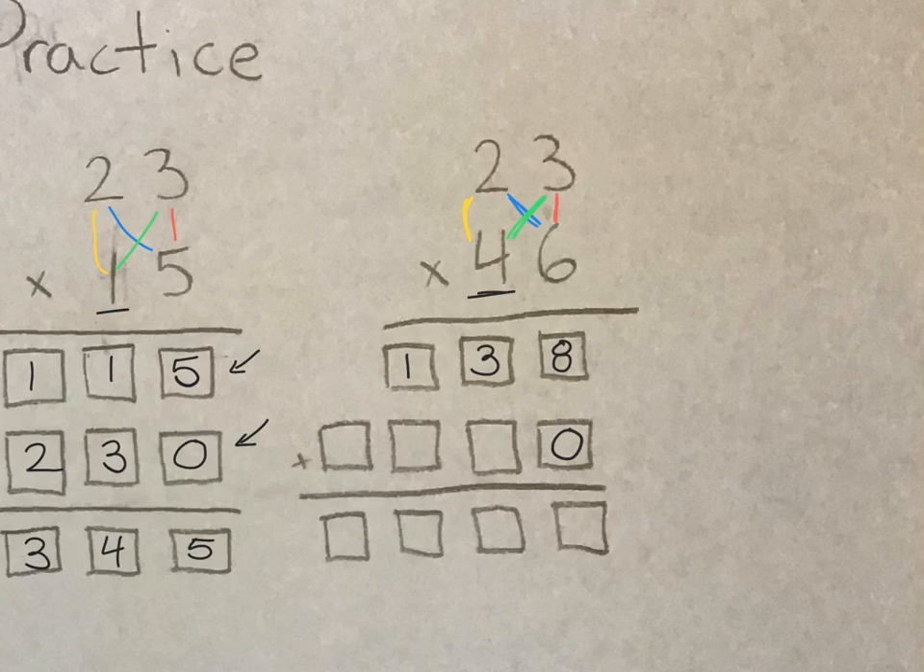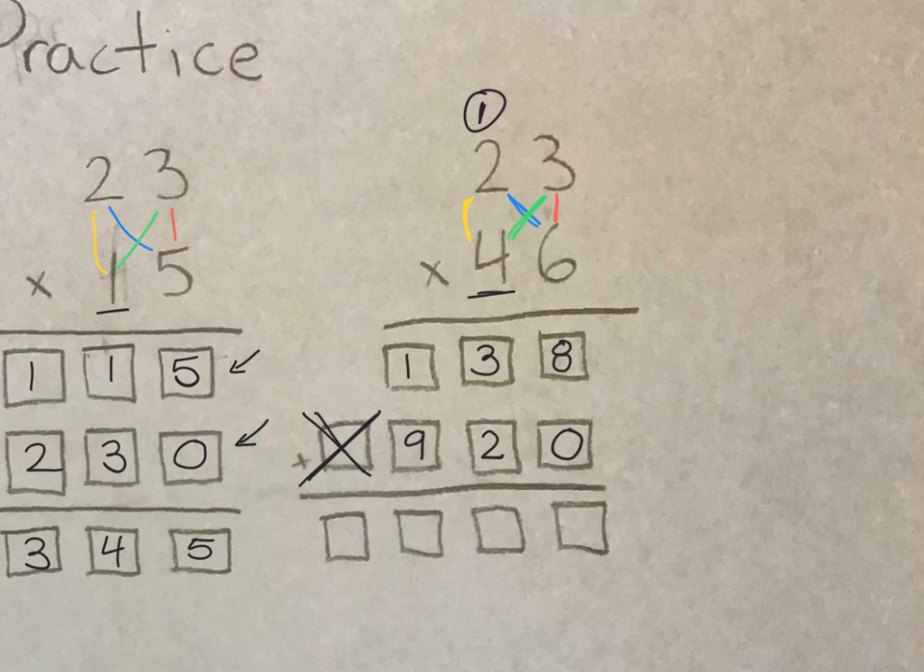So 4 times 3 is 12. I'm going to record the ones place down below, tens place up above. 4 times 2 is 8, plus the 1 up here is 9. And so I record the 9 down below. This one's a little bit tricky because we didn't actually need this place value right here.